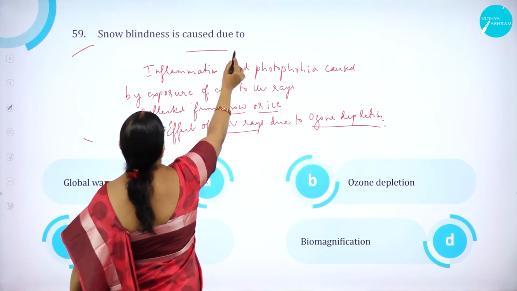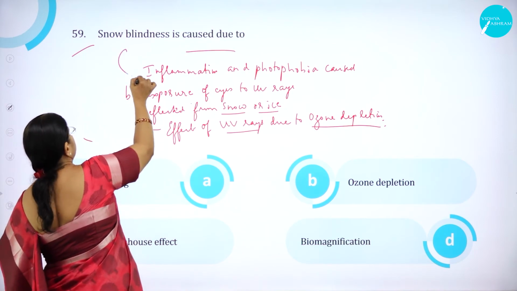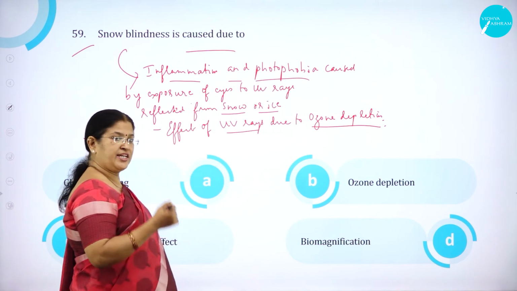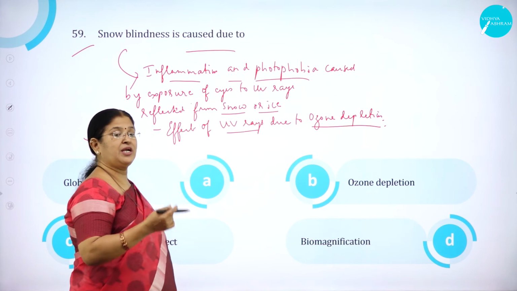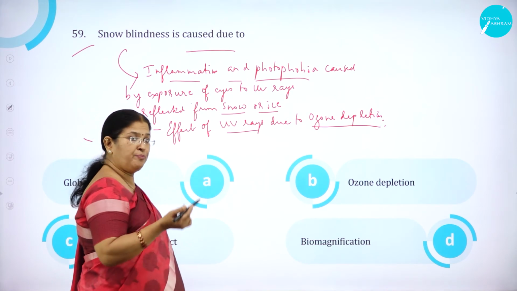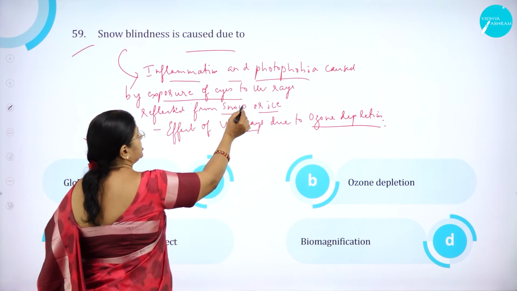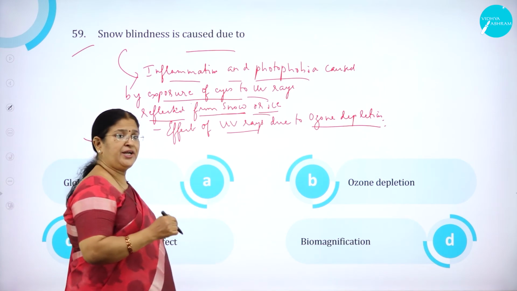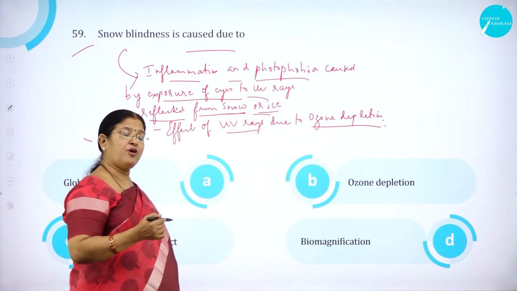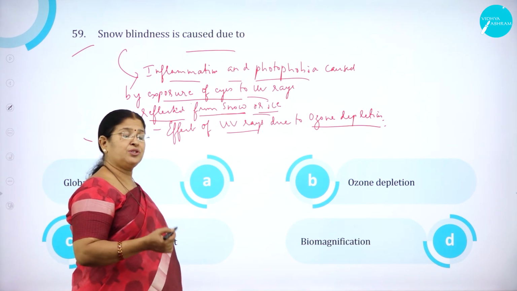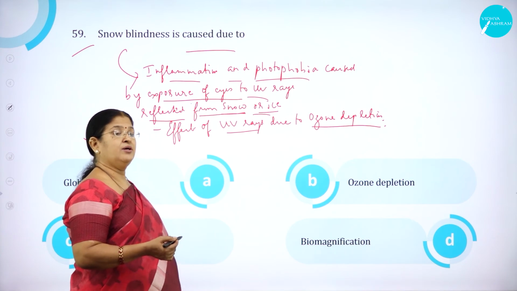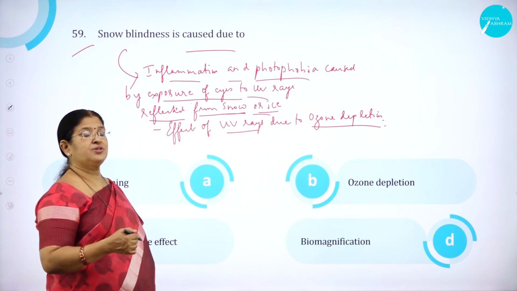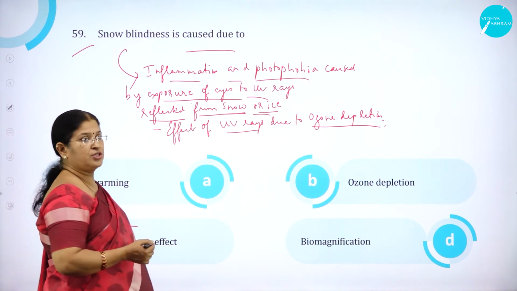Snow blindness is caused due to. What is snow blindness? Snow blindness is nothing but inflammation and photophobia. Photophobia means what? Light, right? So photophobia is caused by exposure of eyes to UV rays reflected from snow or ice. And this is mainly due to the UV rays that reach us due to ozone depletion. As you know, the ozone layer is depleting day by day, and one fine day the dreadful UV rays may fall on the earth's surface directly. So that may cause one disorder called snow blindness.